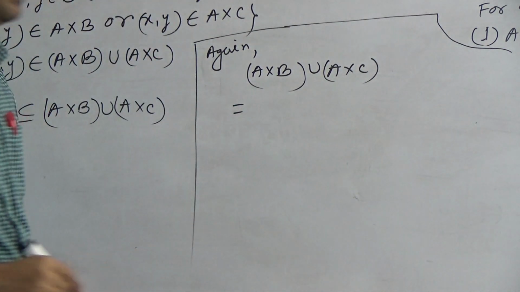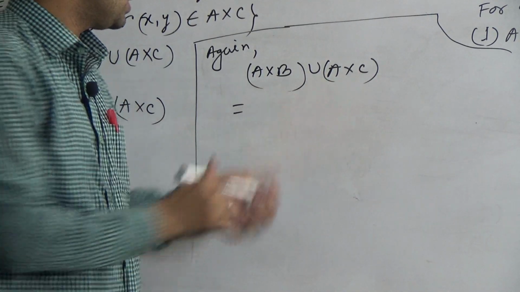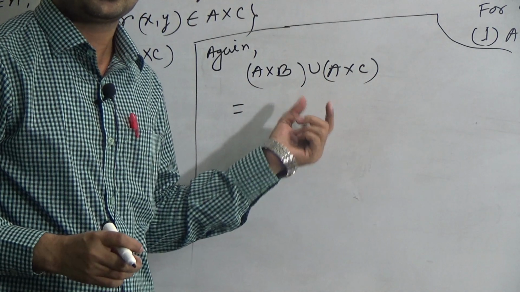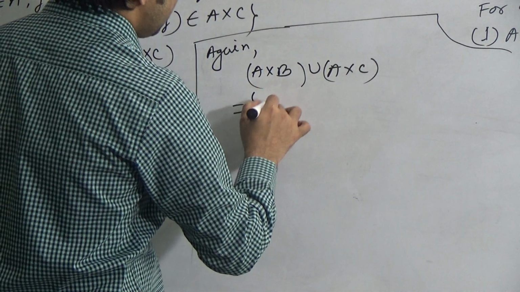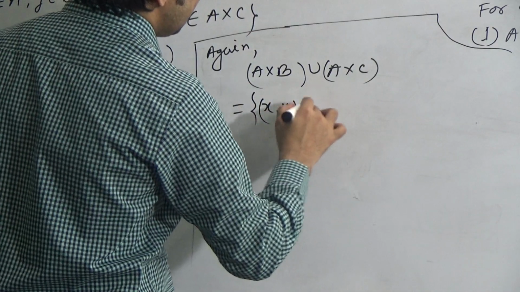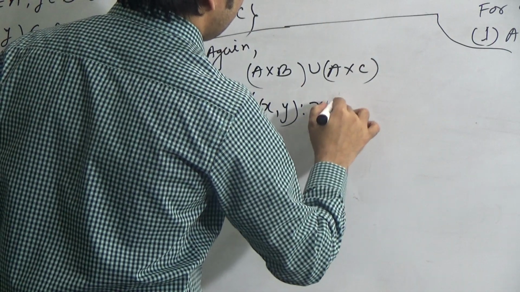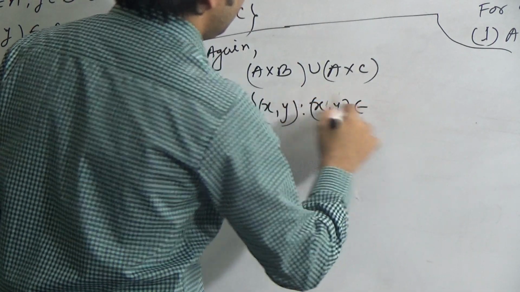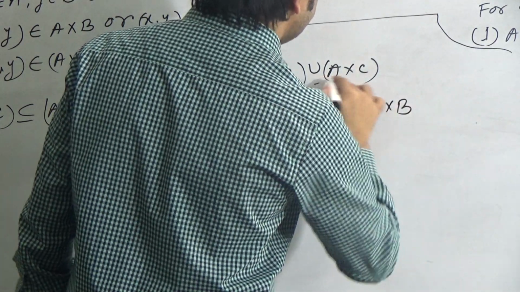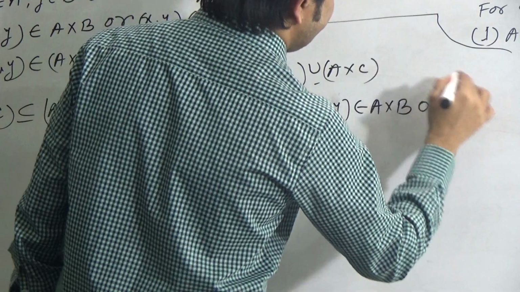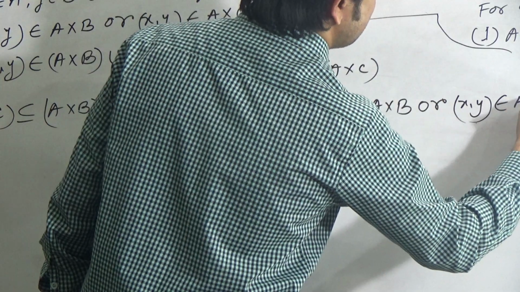So, according to the definition of Cartesian product, both of these sets are Cartesian product sets. So, their elements will be ordered pairs. So, we will get here the set of all x comma y such that x comma y belongs to A cross B. As here is union, we can write OR here. X comma y belongs to A cross C.